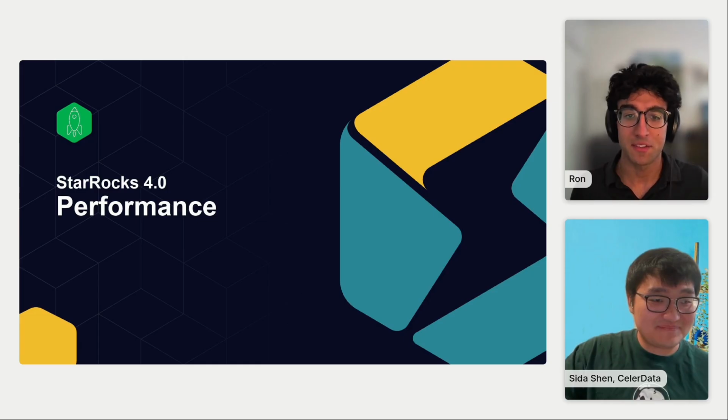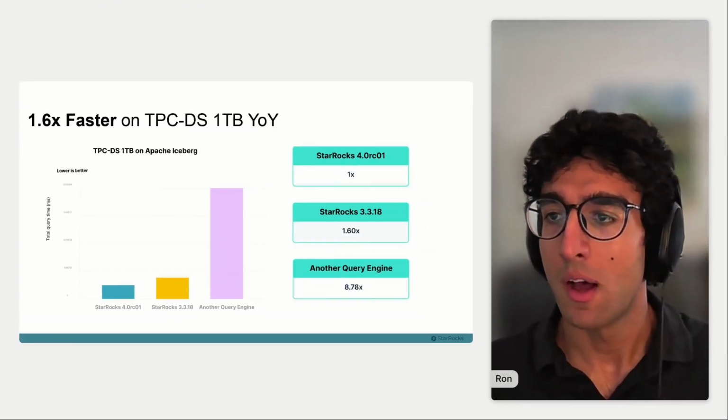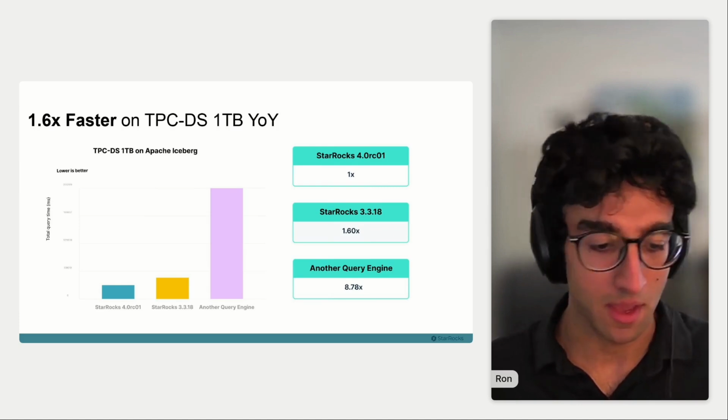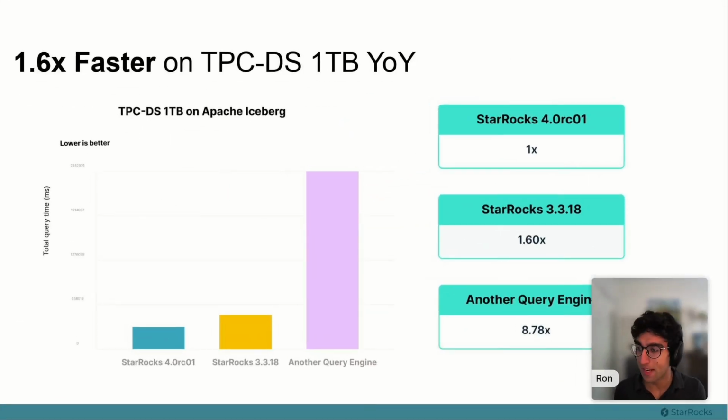Sure. Yeah. Thanks for that overview, Sita. Let's talk about performance. So performance has always been in our DNA, right? But this year we took it to the next level. Starting from 4.0, StarRocks is 1.6 times faster than 3.3 year over year.